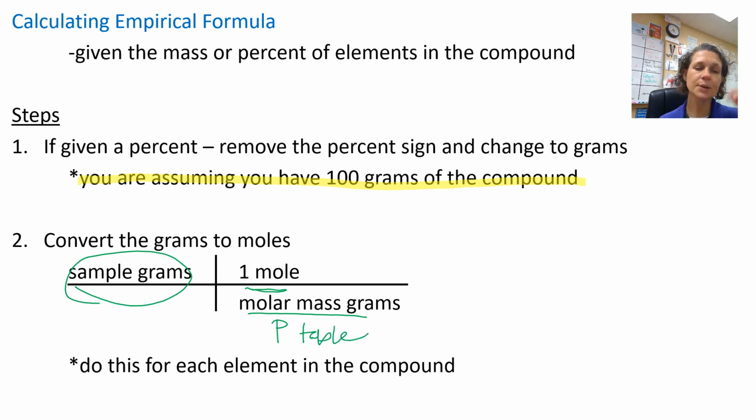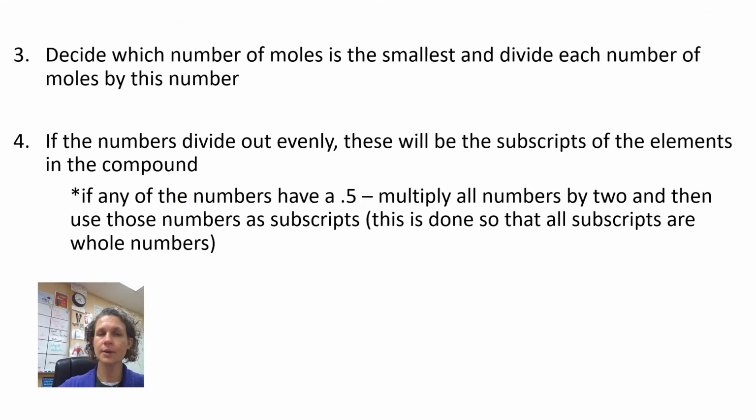All right, so then however many elements you have in your compound, you do a gram to mole conversion. Then you look at the answers that you got for your number of moles. You pick out the smallest, and you divide each number of moles by that smallest number. For our purposes, I'll mostly give you examples where they meet number 4. If the numbers divide out evenly, so your division answers are whole numbers, then these will be the subscripts for the elements in the compound.